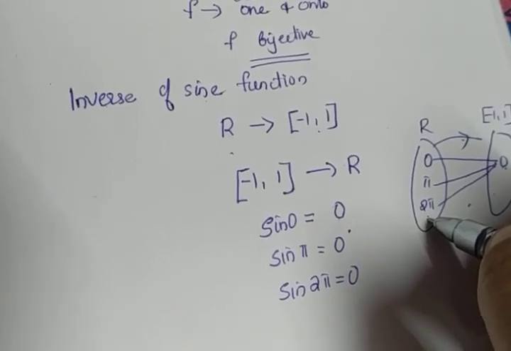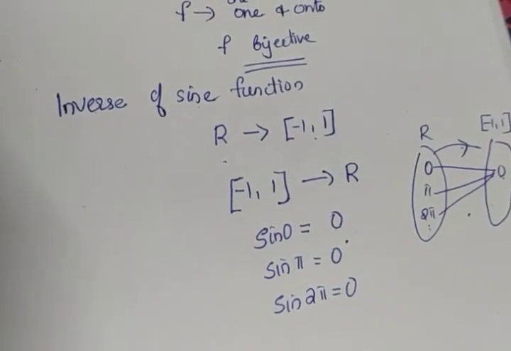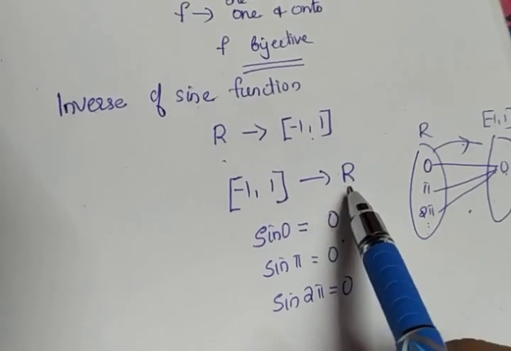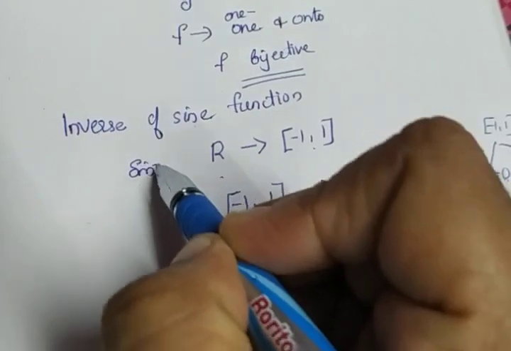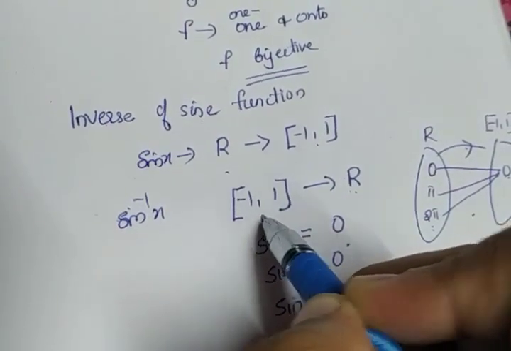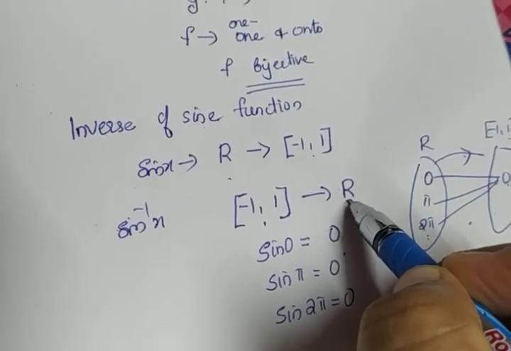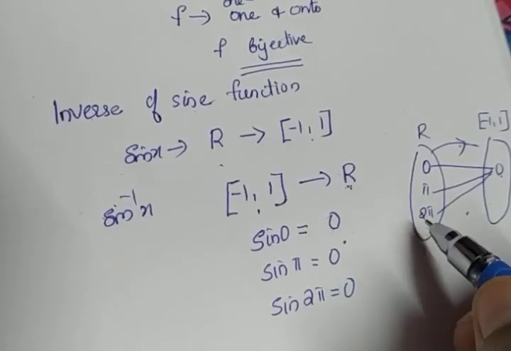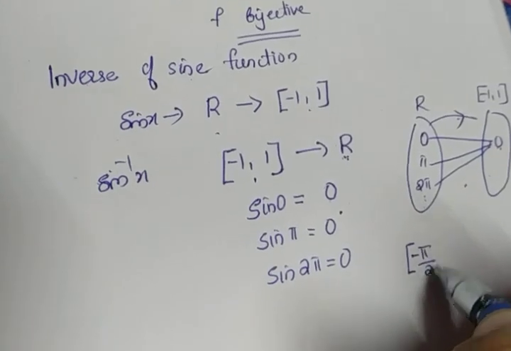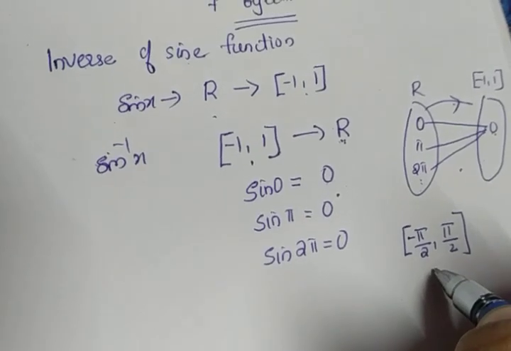So in this case, to find the inverse of a sine function, what we are going to do is restrict the domain of this function instead of R. This is the sine function. We will take the range as minus 1, 1. Instead of R, we are going to break it into intervals: minus pi by 2, comma pi by 2, in which the sine function will be 1, 1.